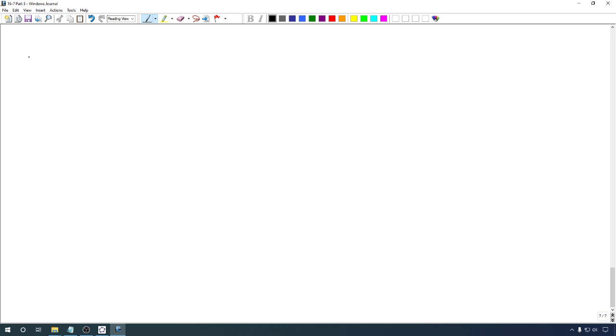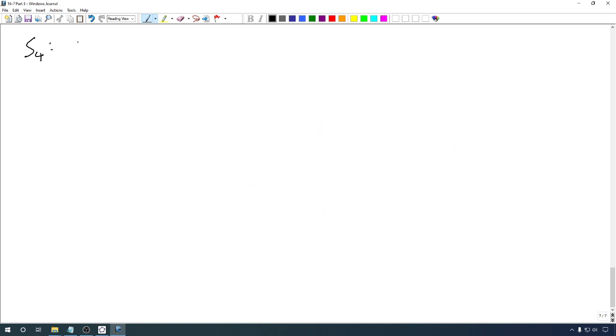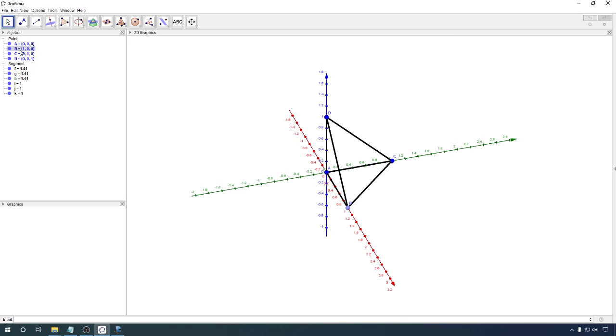Finally, we have the side that's not a coordinate plane, which I'm going to call S4. This plane, if you want to give it an equation, would be the plane x plus y plus z equals 1. That would be the plane that passes through all 3 points: 1, 0, 0; 0, 1, 0; and 0, 0, 1. If you add those coordinates up, x plus y plus z, you always get 1.